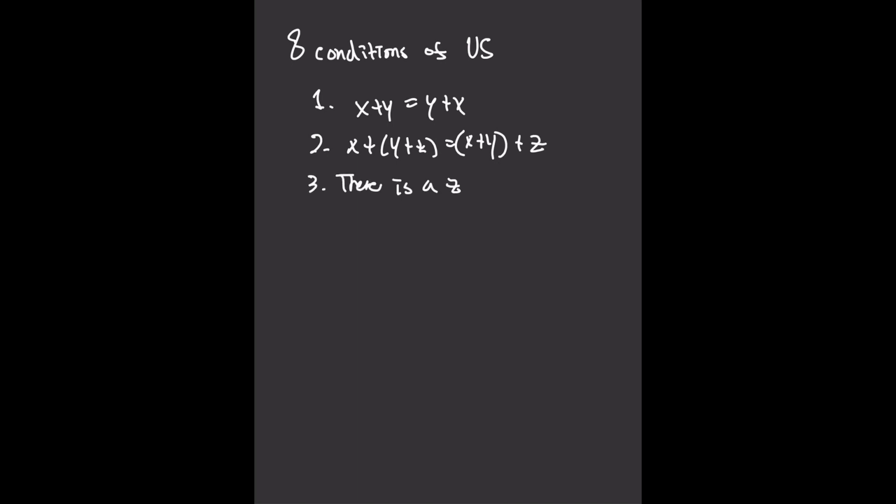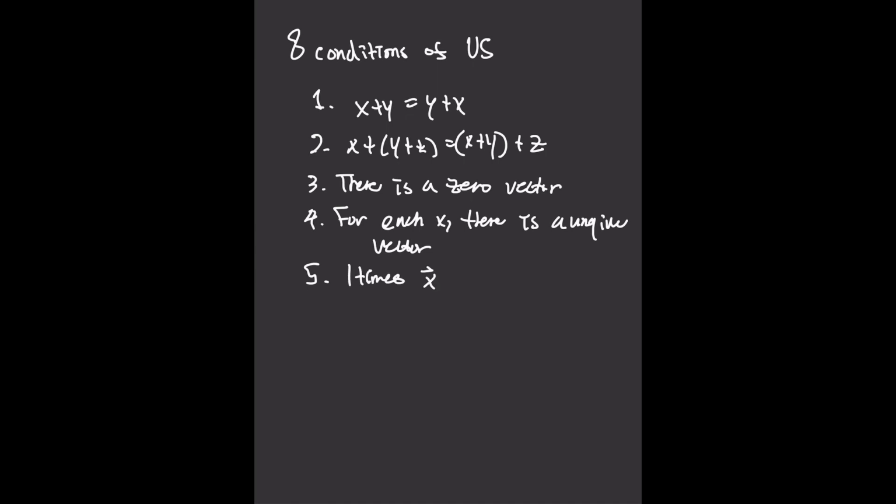Number 3 is that there is a zero vector included in the vector space. Number 4 is that for each x, there's a unique vector. And then number 5 is that 1 times a vector x equals vector x. So yeah, fundamental laws again.